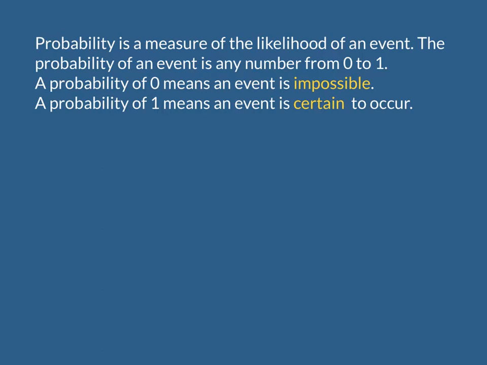Probability is a measure of the likelihood of an event. The probability of an event is any number from 0 to 1. A probability of 0 means an event is impossible. A probability of 1 means an event is certain to occur.